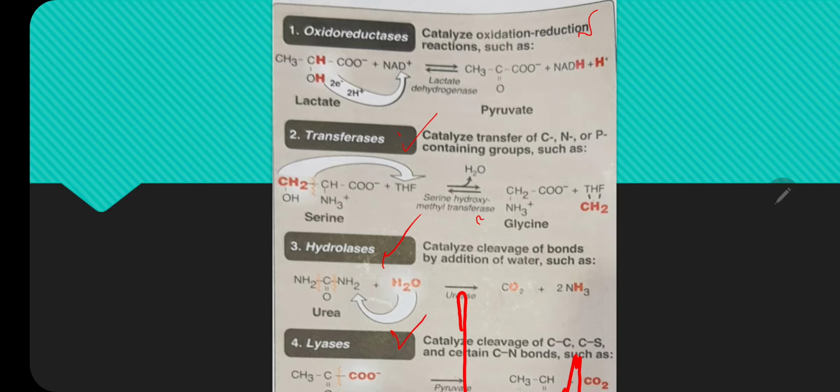This is a transferase, and it will transfer the group. You can see it is mentioned in red here, CH2 being transferred here, like that, and this is a transferase.